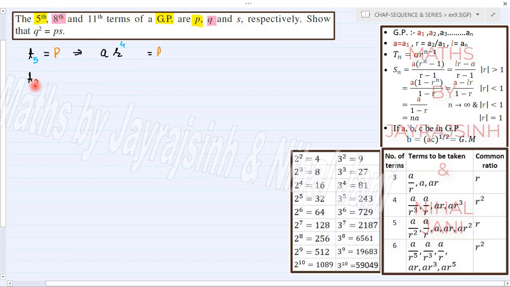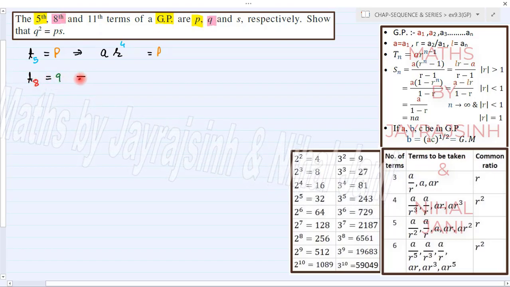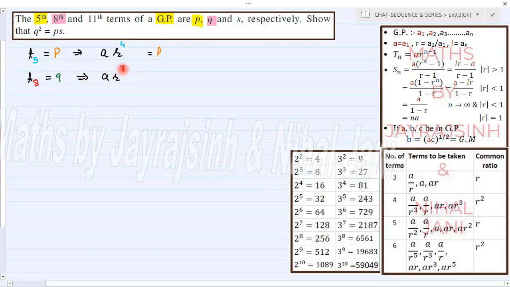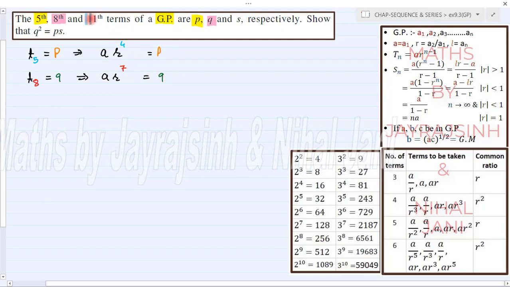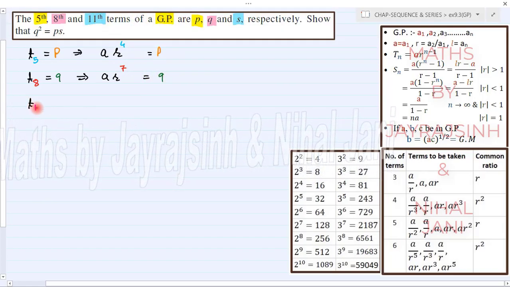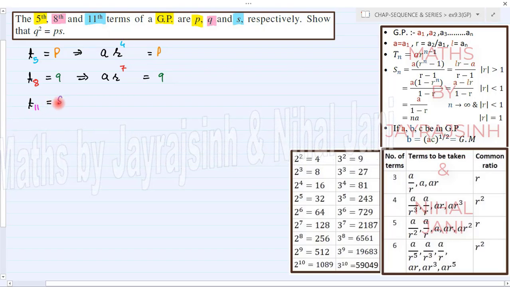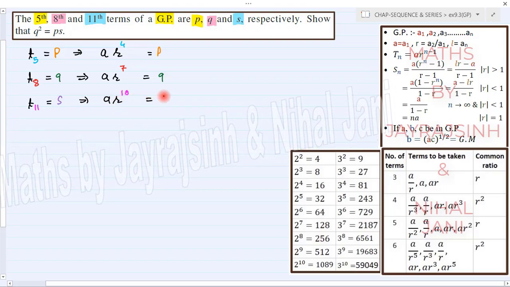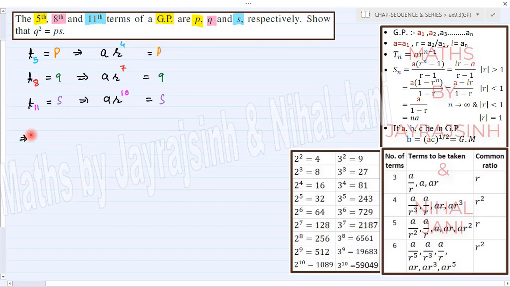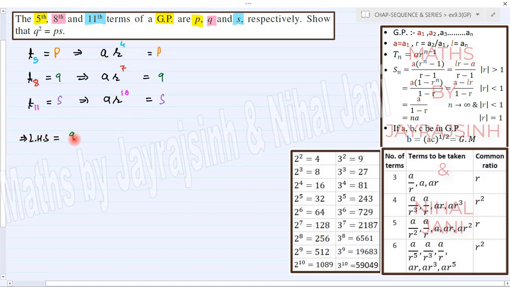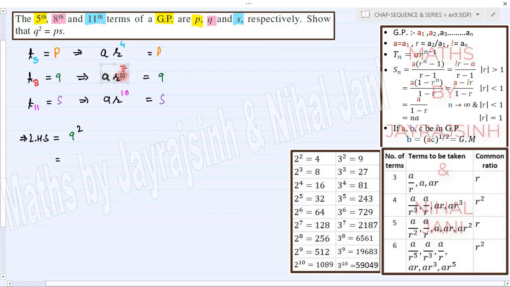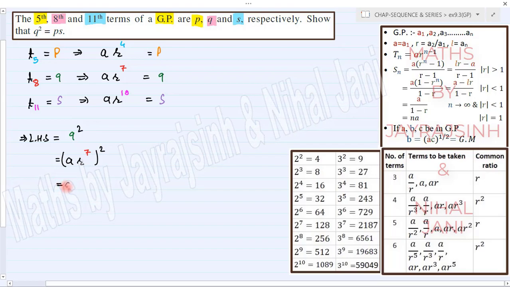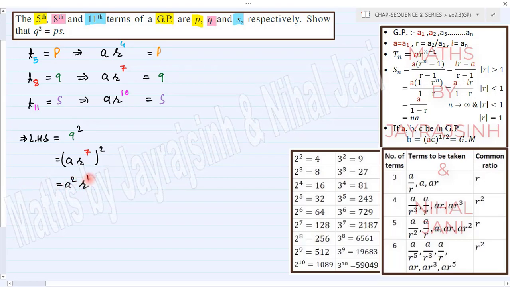Similarly, your 8th term is equal to Q. So, we can say A R raised to 8 minus 1, or we can say A R raised to 7 is equal to Q. And finally, your 11th term is equal to S. So, we will get A R raised to 10 is equal to S. Now, let's try to get your left hand side, Q square, but your Q is A R raised to 7. So, we just have to take the whole square. So, we'll get A square and R raised to 14.